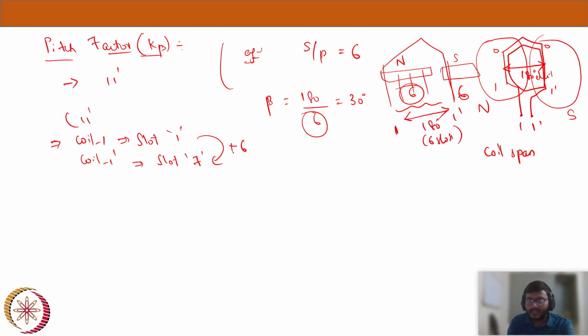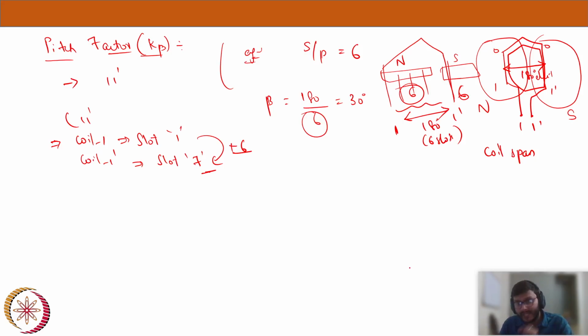So 1 plus 6. After 6 slots, I will place the return side of the coil, so that I ensure the other side of the coil is under the influence of the opposite pole, that is the south pole. That's how we got beta equals 30. Under each slot per pole we first calculate the angle, 30 degrees. If the coil span is 180 and the coil is placed in slot 1, the return side should be placed after 180 degrees electrical, that is in the 7th slot.